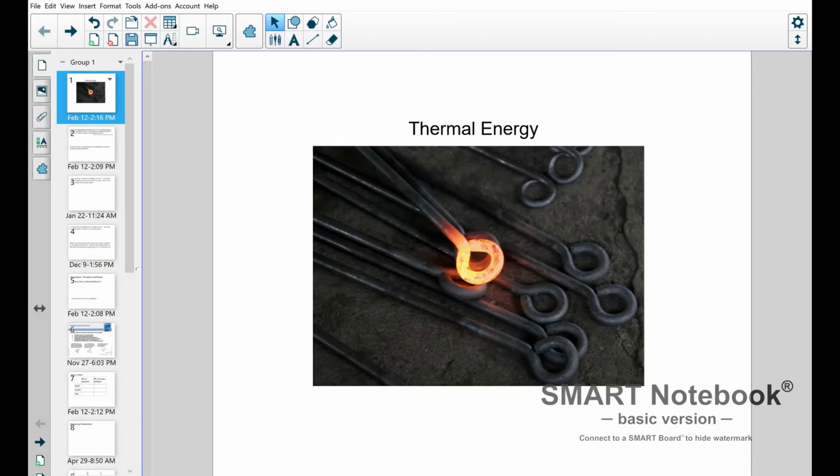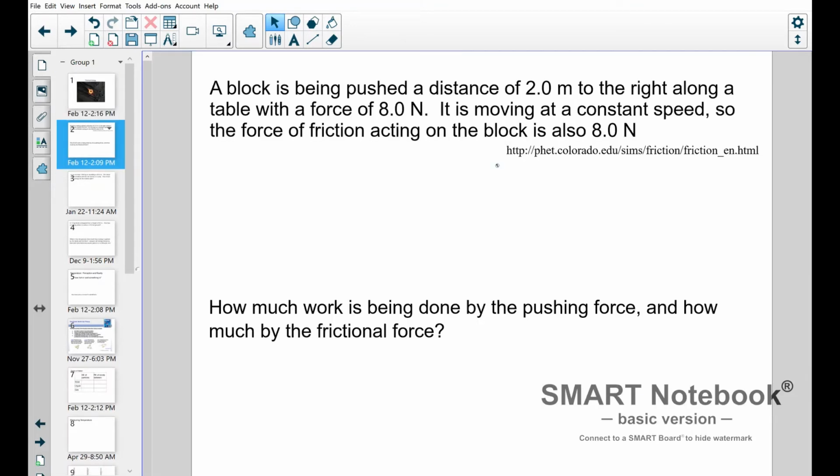Now, back in the fall, we tended to ignore problems like this. A block is being pushed a distance of 2 meters to the right along a table with a force of 8 newtons, but it's moving at a constant speed. There's two forces acting on this block that are doing work. It's also a nice recap of the fall.